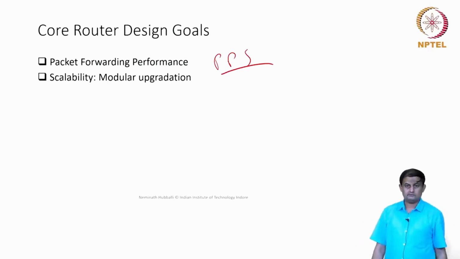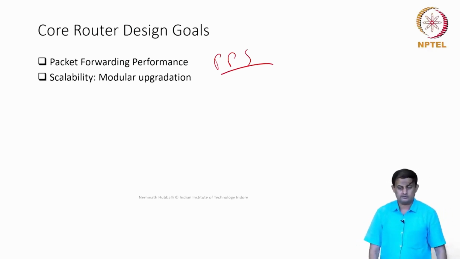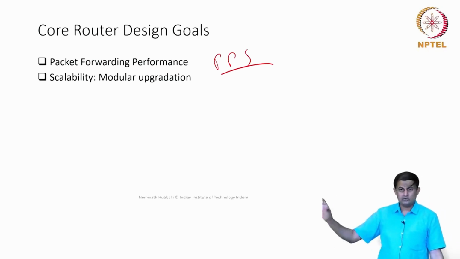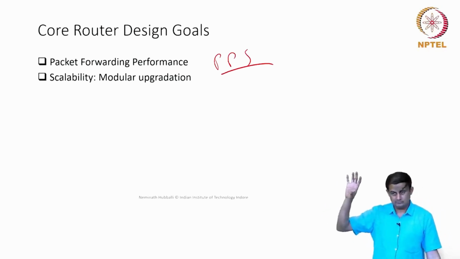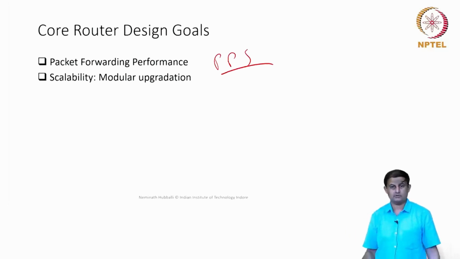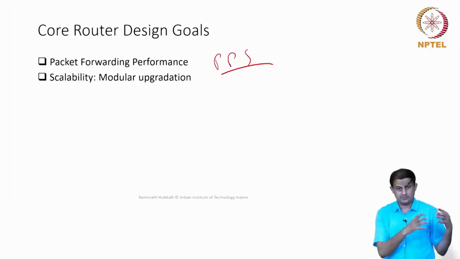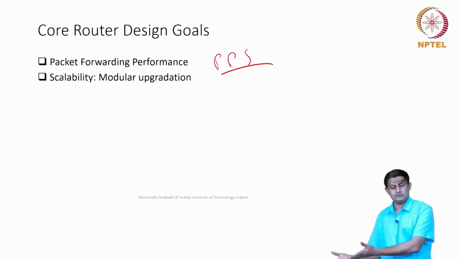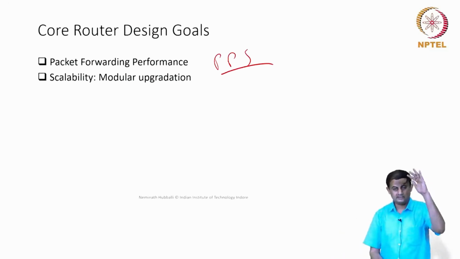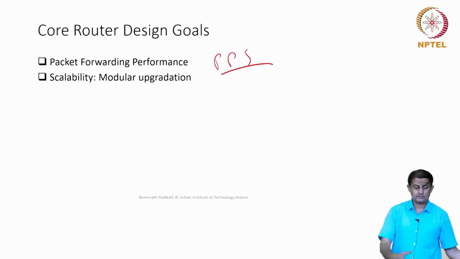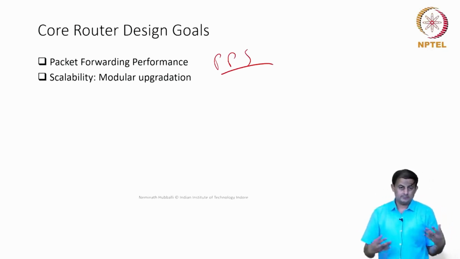And the second thing that you would like to have in the router is modular upgradation, meaning that we know that things are going to be added, more users are going to be connected, more prefixes are going to be added. So the size of the routing table is increasing, the number of people is increasing, the number of hosts is increasing. So if I am the network service provider, how do I design my router?